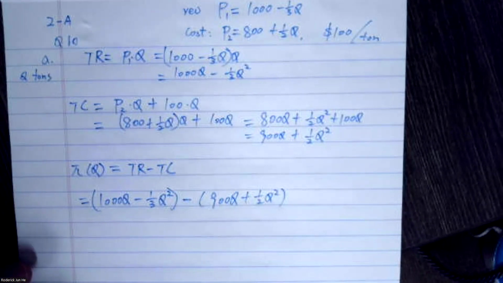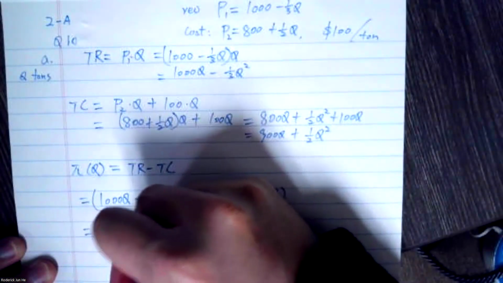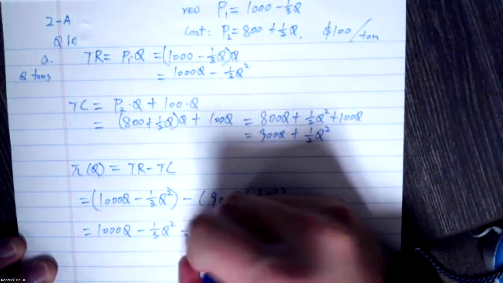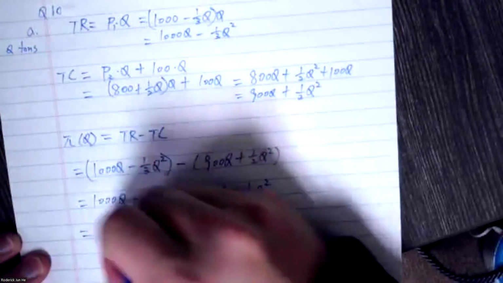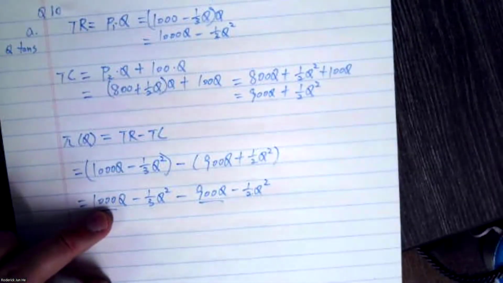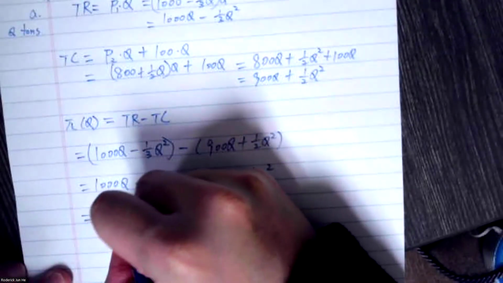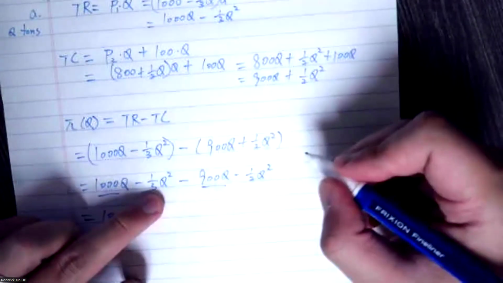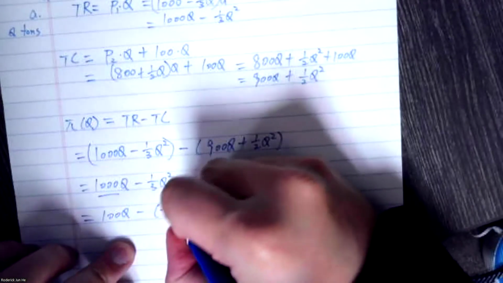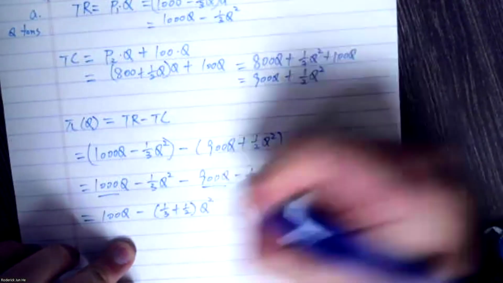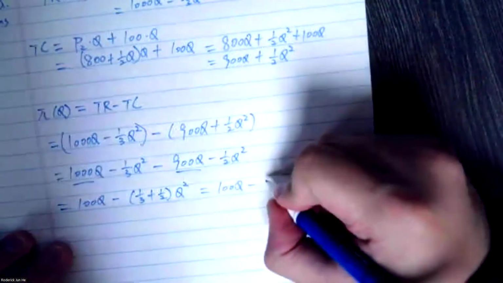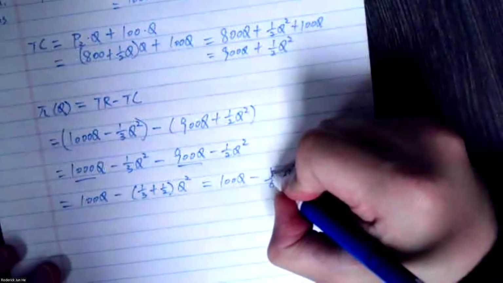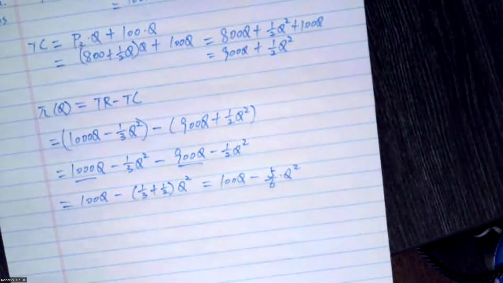So the result is 1,000 Q minus a third of Q squared, minus 900 Q, minus a half of Q squared. Here, 1,000 Q minus 900 Q, we have 100 Q, and minus a third plus a half Q squared. The result is 100 Q minus 5/6 Q squared. So this is the expression of total profit.